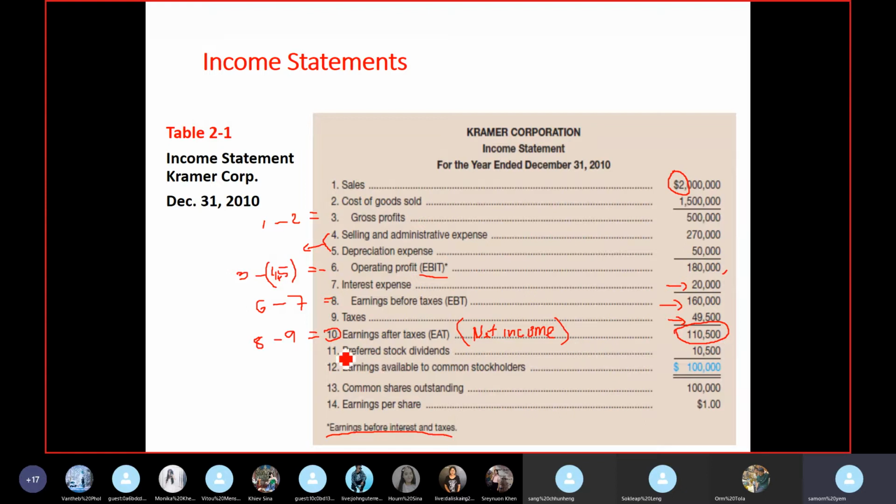Number 11 is the preferred stock dividend, meaning the dividend paid to the preferred stockholders first. The total dividend paid for this year is $10,500. Number 12 is the earning available to common stockholders. It comes from number 10 minus number 11. The total is 100 USD.